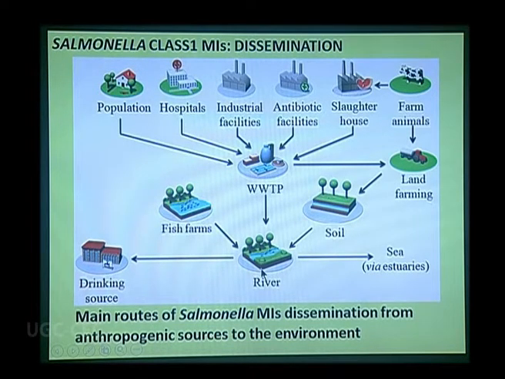Okay. When they are in the river, they can easily go to the drinking source, and from the drinking source it can again reinfect the anthropogenic environment, and from the river it can go to the sea via estuaries, where it is now exposed to the environment in a much broader context.